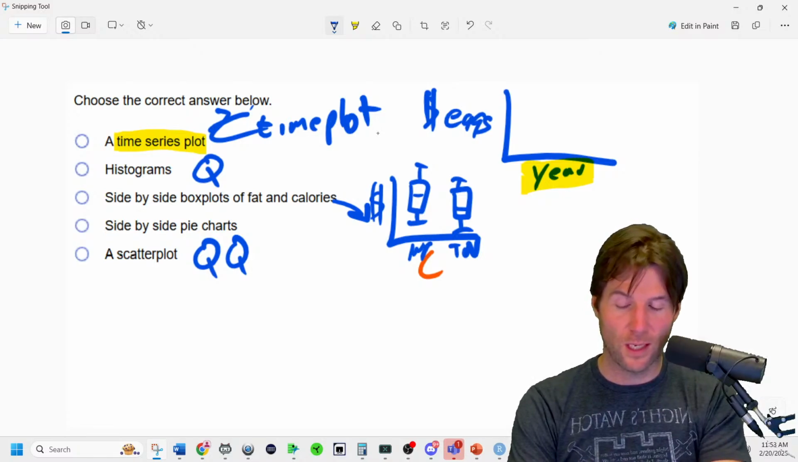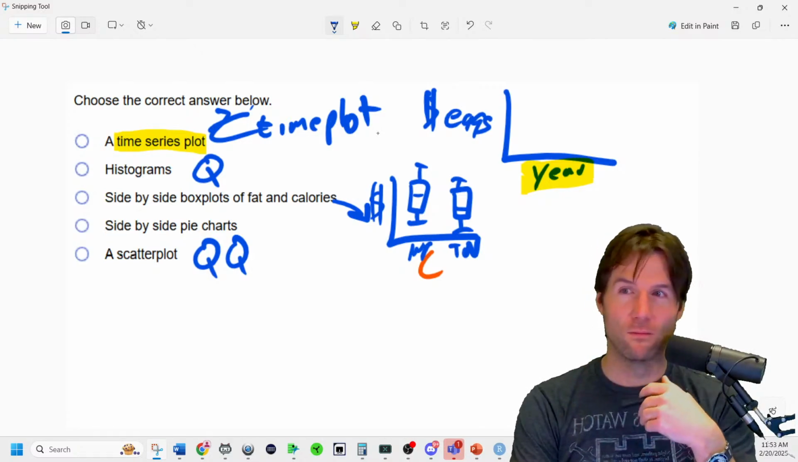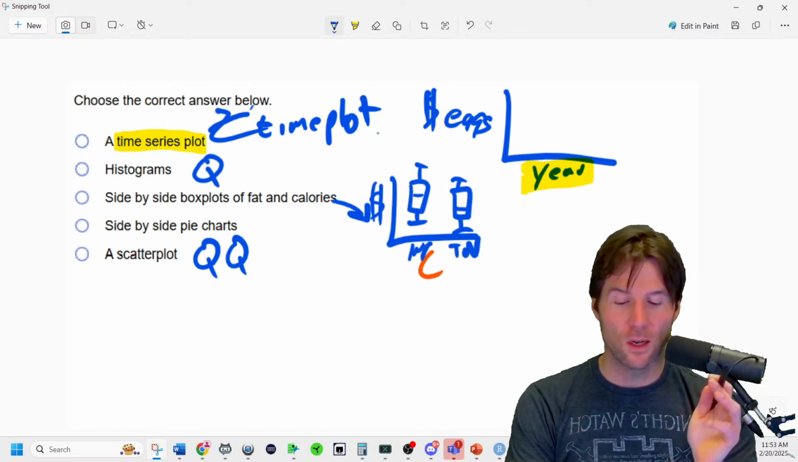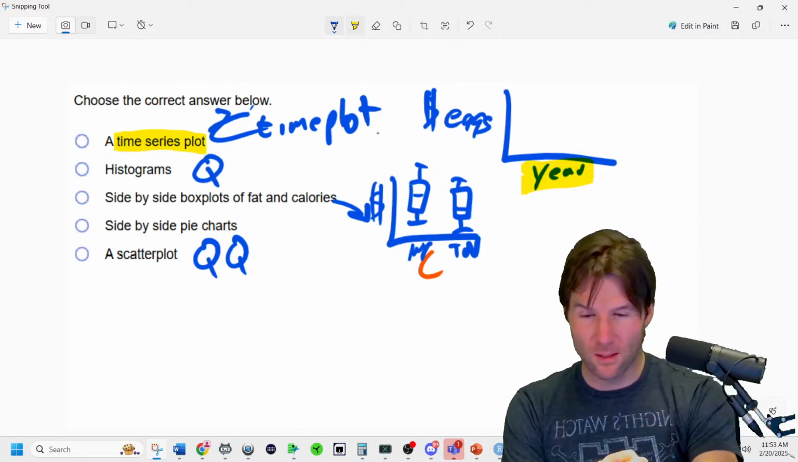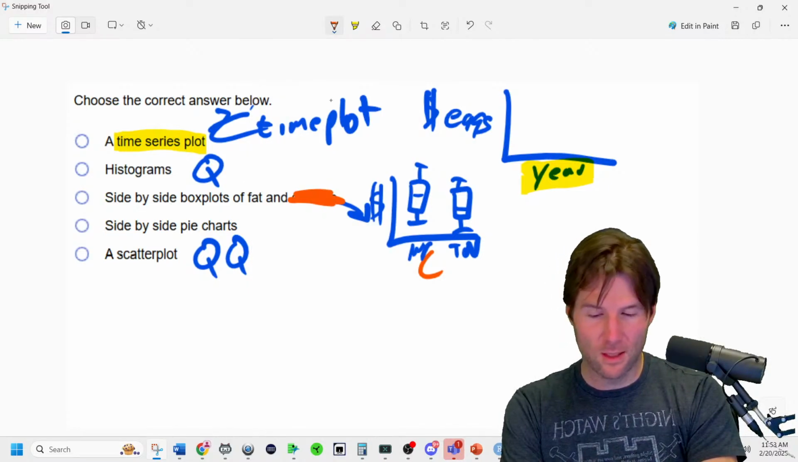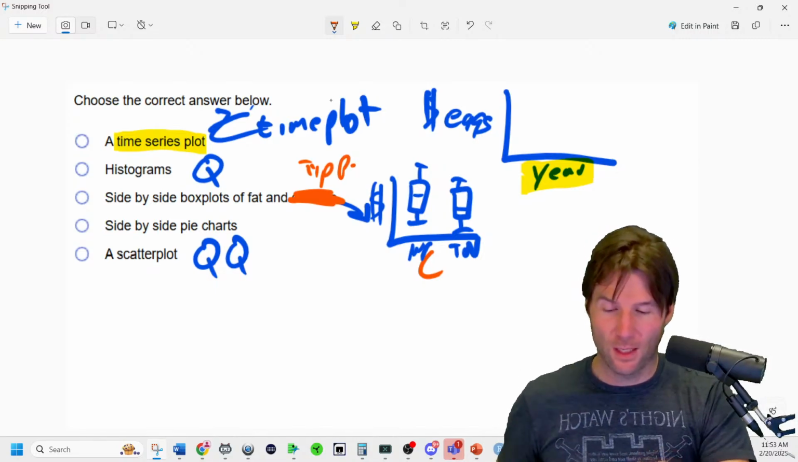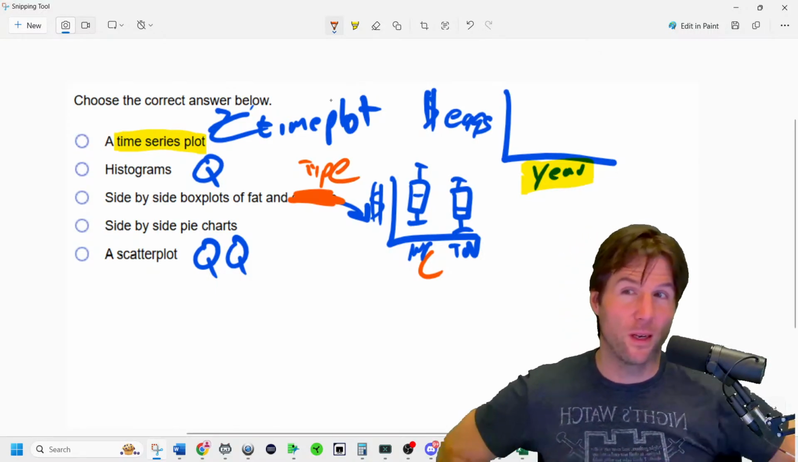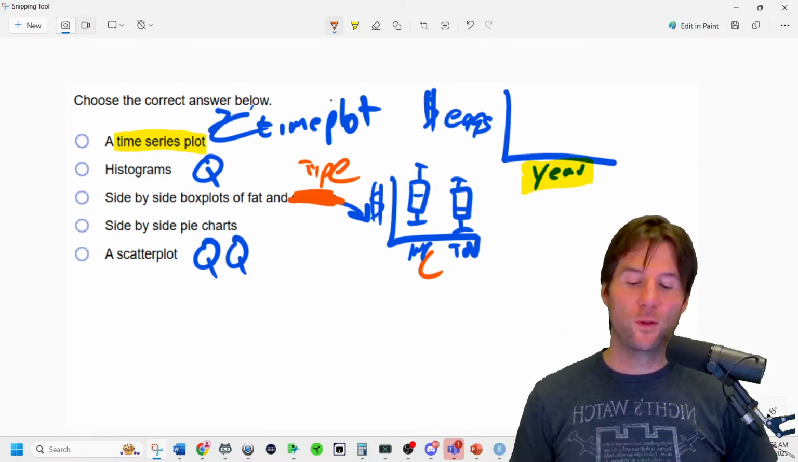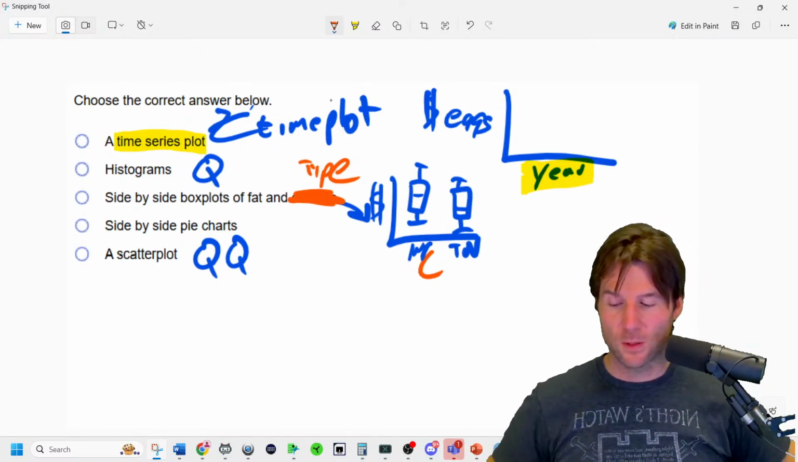And so you couldn't do fat and calories. You'd have to do something like fat in dessert items versus fat in entree items. Notice that entree, or something like that, like the type of food we're eating, so the fat in the type of food. And that is a categorical variable. So the type of food you're eating or the state would be categorical for side-by-side box plots.